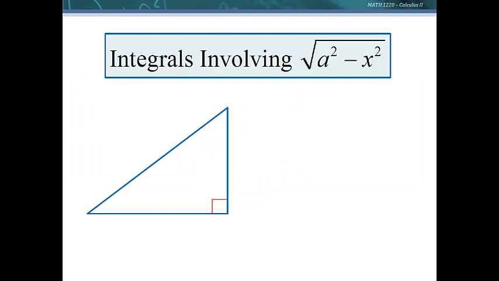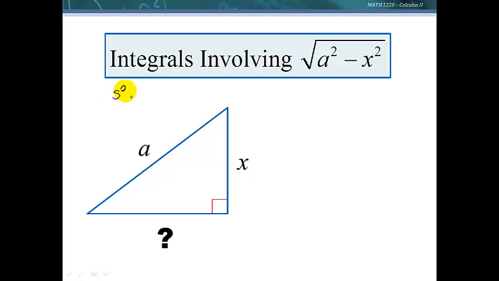So let's first look at integrals that involve a square root of a squared minus x squared. Now, if we make a triangle, we could label the hypotenuse a, and we could label this side x. So what would this third side be?